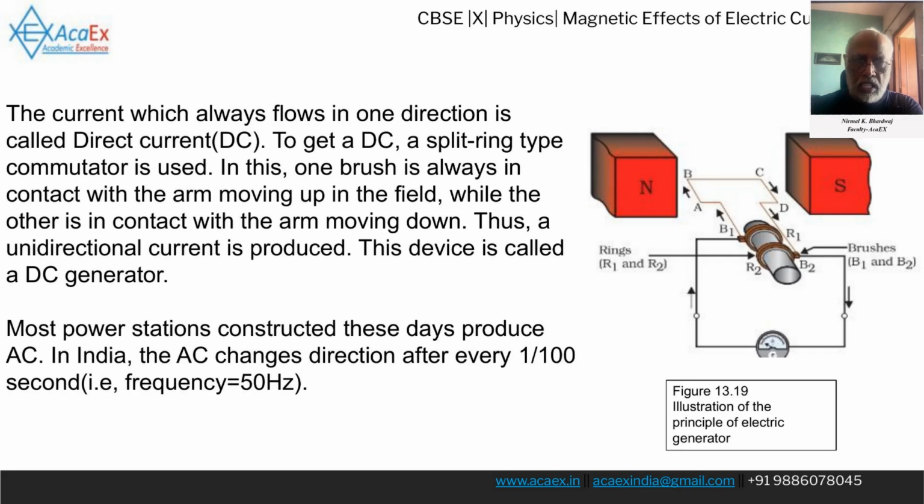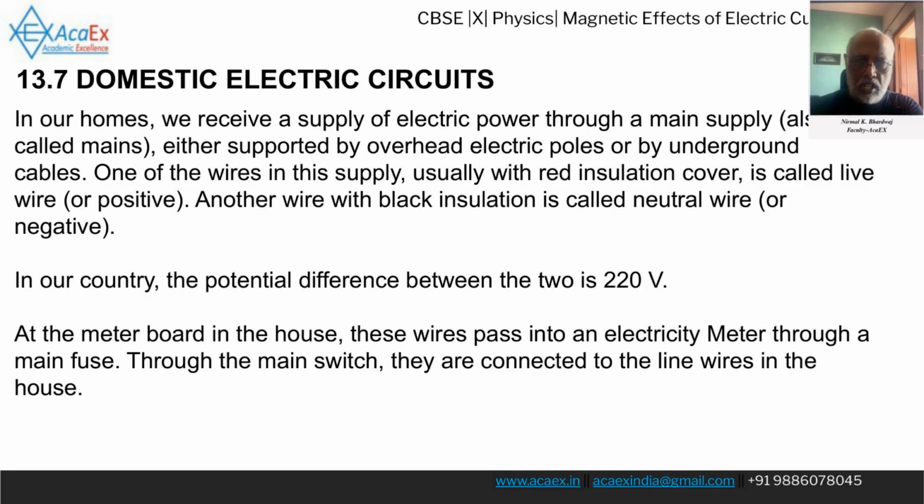Direct current, DC, is a type of current that always flows in one direction. To produce DC, a split ring commutator is used instead of full rings. This ensures that one brush is always in contact with the arm moving up, and the other with the arm moving down, resulting in a unidirectional current. This device is called a DC generator. In India, the AC supplied to homes changes direction every 1/100th of a second, which corresponds to a frequency of 50 Hz.